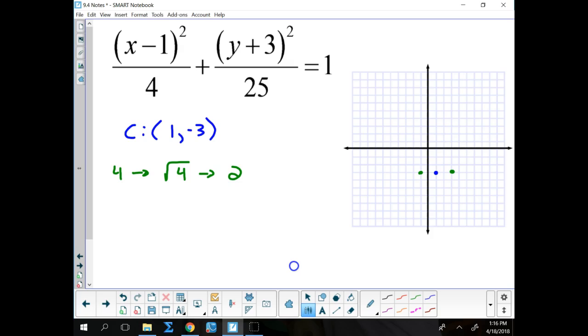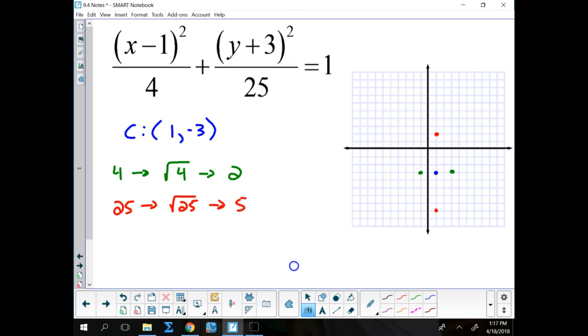Okay. Now what do I do? What's the number under what? 25. What do I do with that? What is the square root of 25? What do I do with 5? From where? From my blue center point. 1, 2, 3, 4, 5 down. 1, 2, 3, 4, 5 up. Okay?